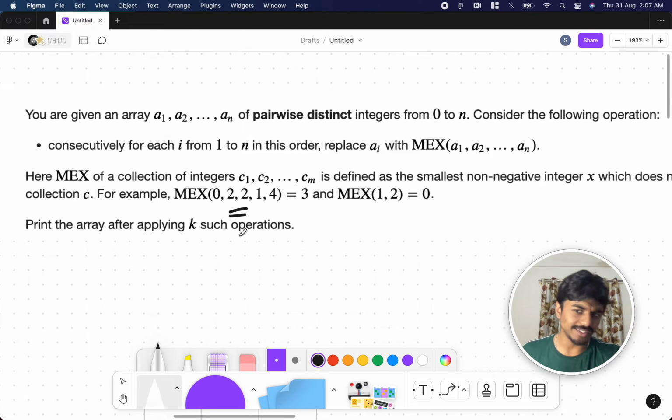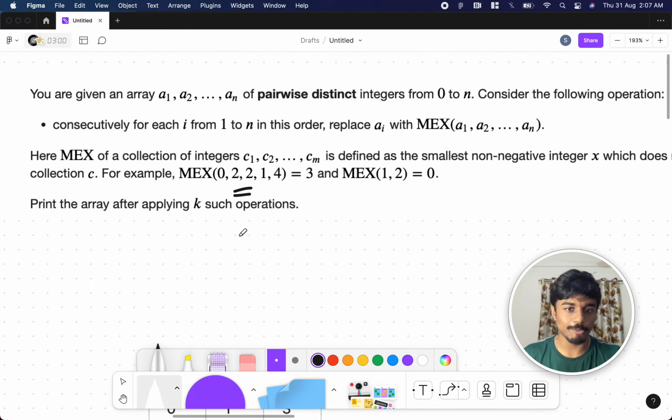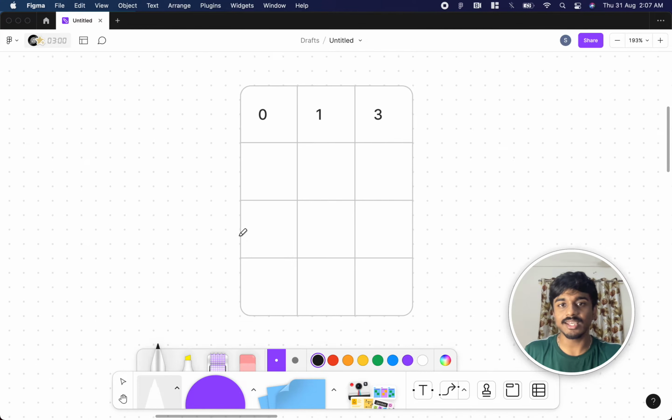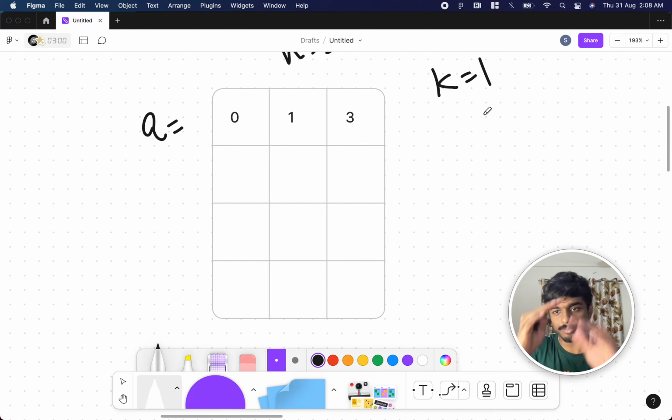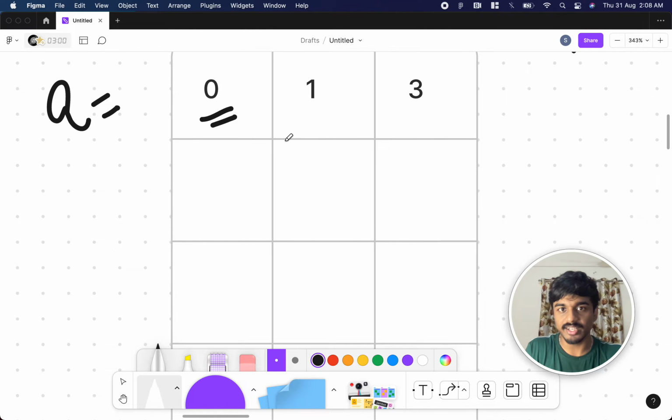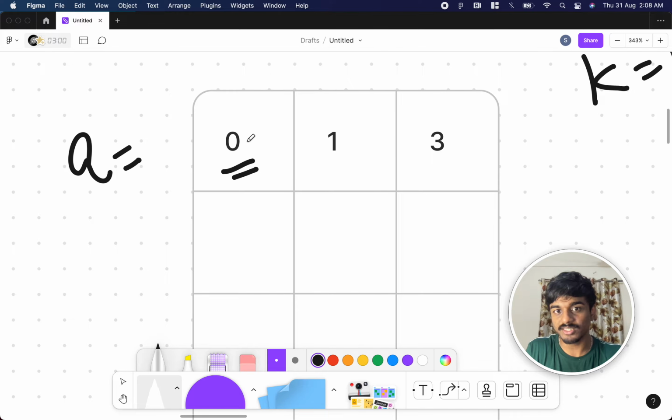So let's understand with the help of an example so that it will be more clear. Let's say this is the A array and the n value is 3. 3 numbers are there in the array and the k value is 1. If we perform this operation, it is 1 value of k. What did they say? Take the first index and find the MEX. What is the MEX? It is the smallest non-negative number. What is the smallest non-negative number here? That is 2, right? 0, 1, 2 is missing here. So 0 should be replaced with 2.